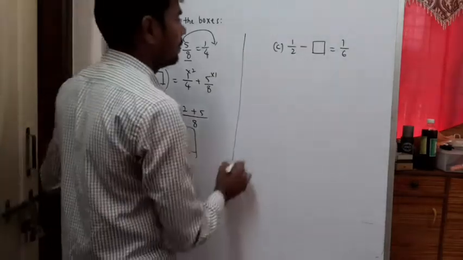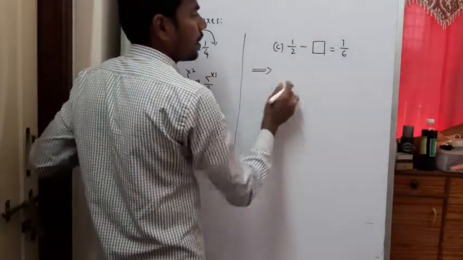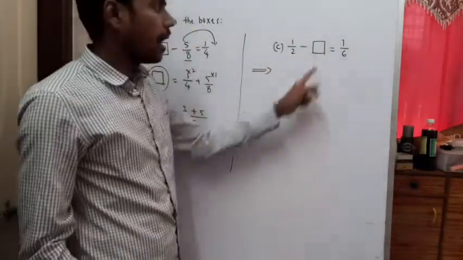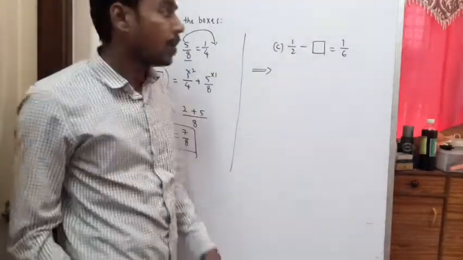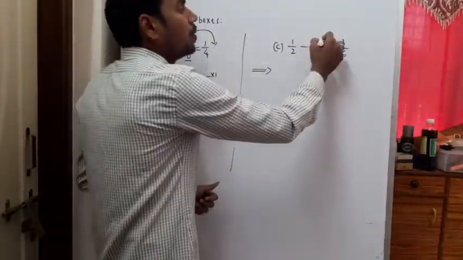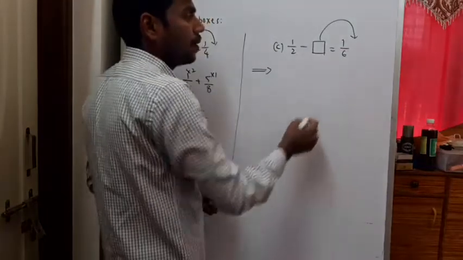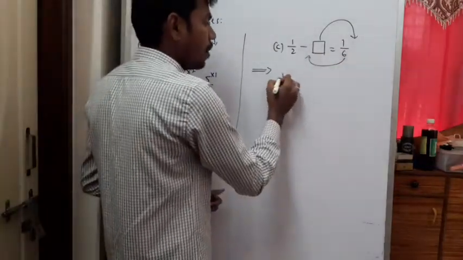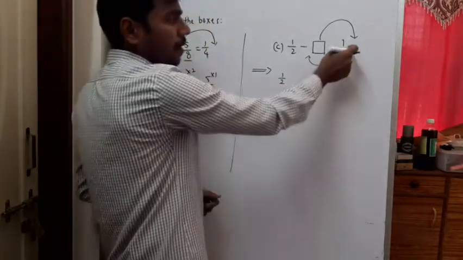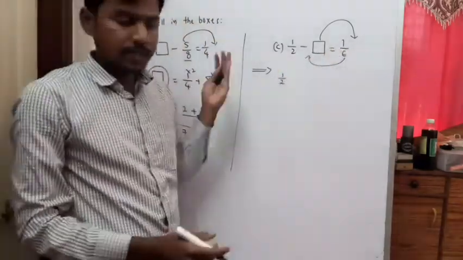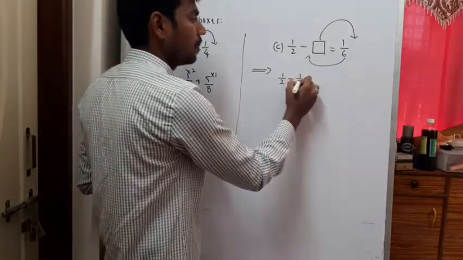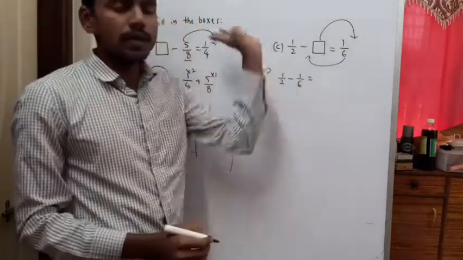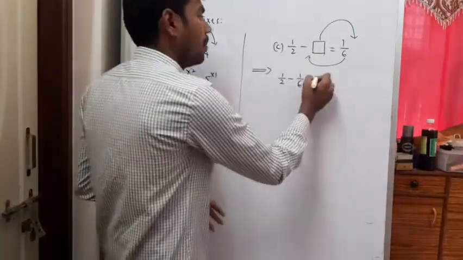Next here. I want this box and I need positive value for that box. What should I do? I should move to the right hand side. So this 1 by 6 I should bring to the left hand side. Then I'll keep 1 by 2 as it is. If I bring plus 1 by 6 to the left hand side, it will become minus 1 by 6. Minus box, if you move to the right hand side, it will become plus box.